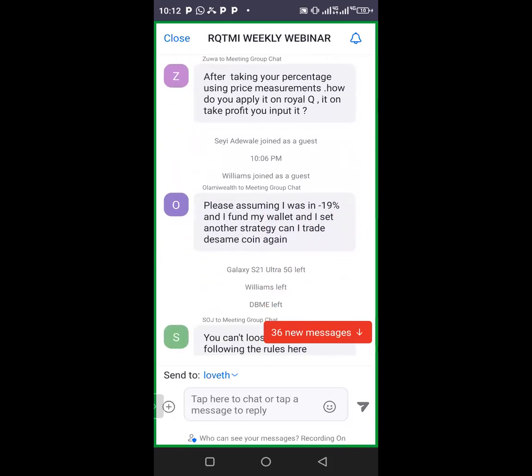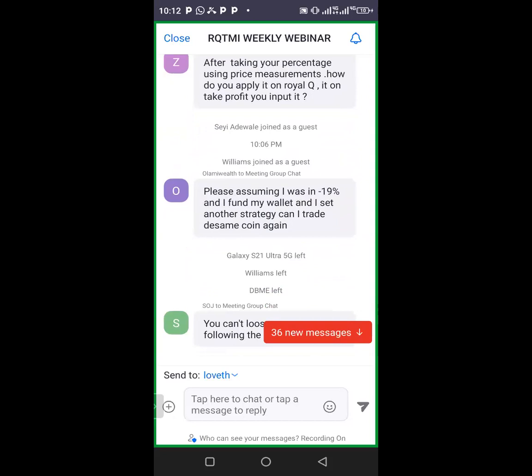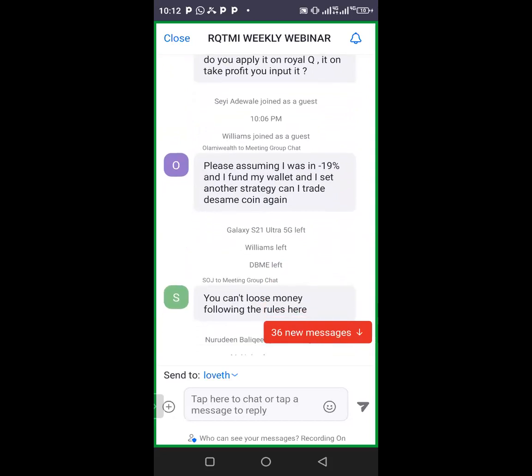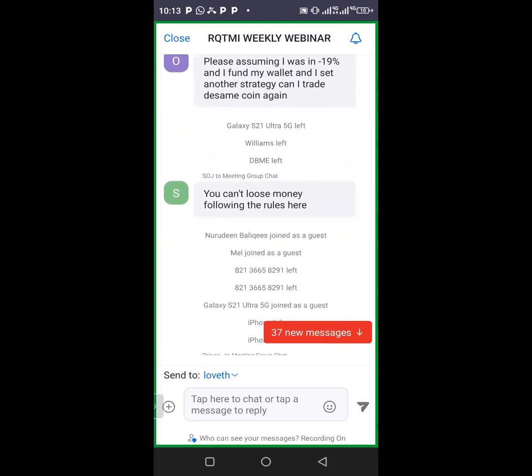Please, assuming I was in minus 19% and I fund my wallet and set up another trade strategy, can I trade the same coin again? No, you just have to open margin call on that coin if you want to, so that you keep making good money, depending on when you completely sell them. If you are already on minus 19 and you choose to open margin, if you want to keep enjoying it, it's up to you. However, for any coin you pick, depending on how you analyze the coin, for as long as you follow the instruction, maybe you want to trade without analyzing on TradingView, pick the deepest coin, minus 5 and above, you pick your 3%, you are good to go. Anyhow the coin behaves, it will completely sell off with patience. You can't lose money following the rules here, okay?